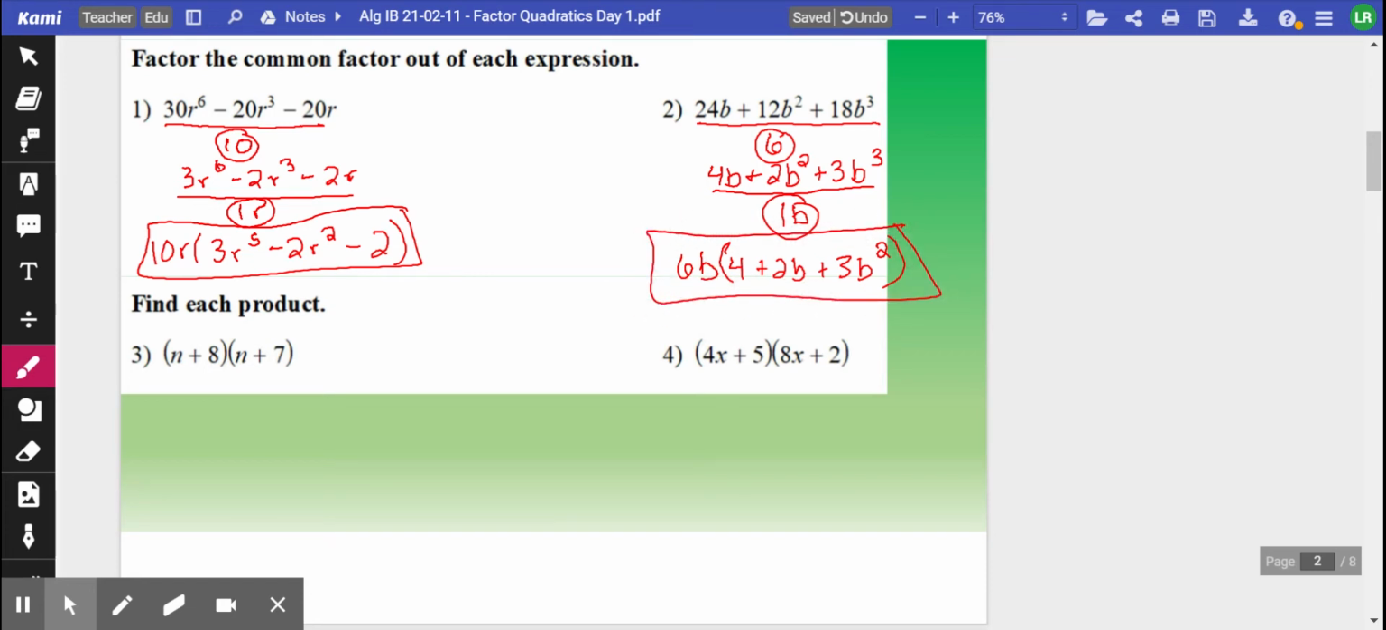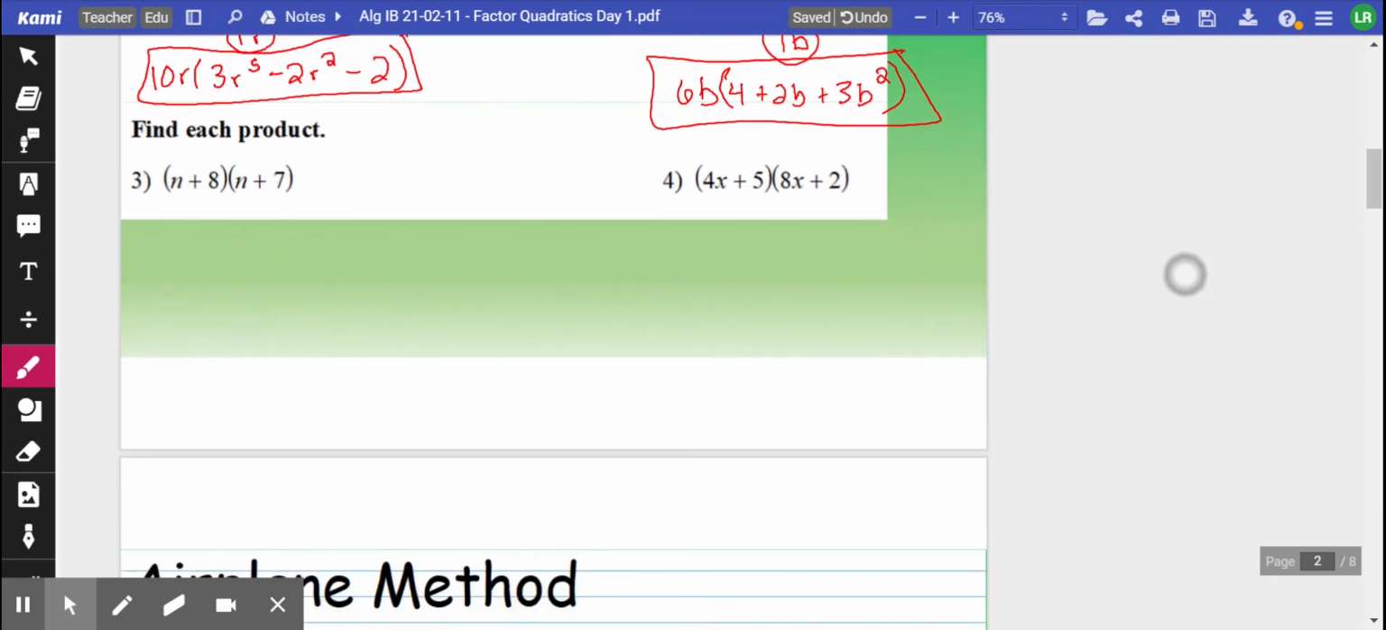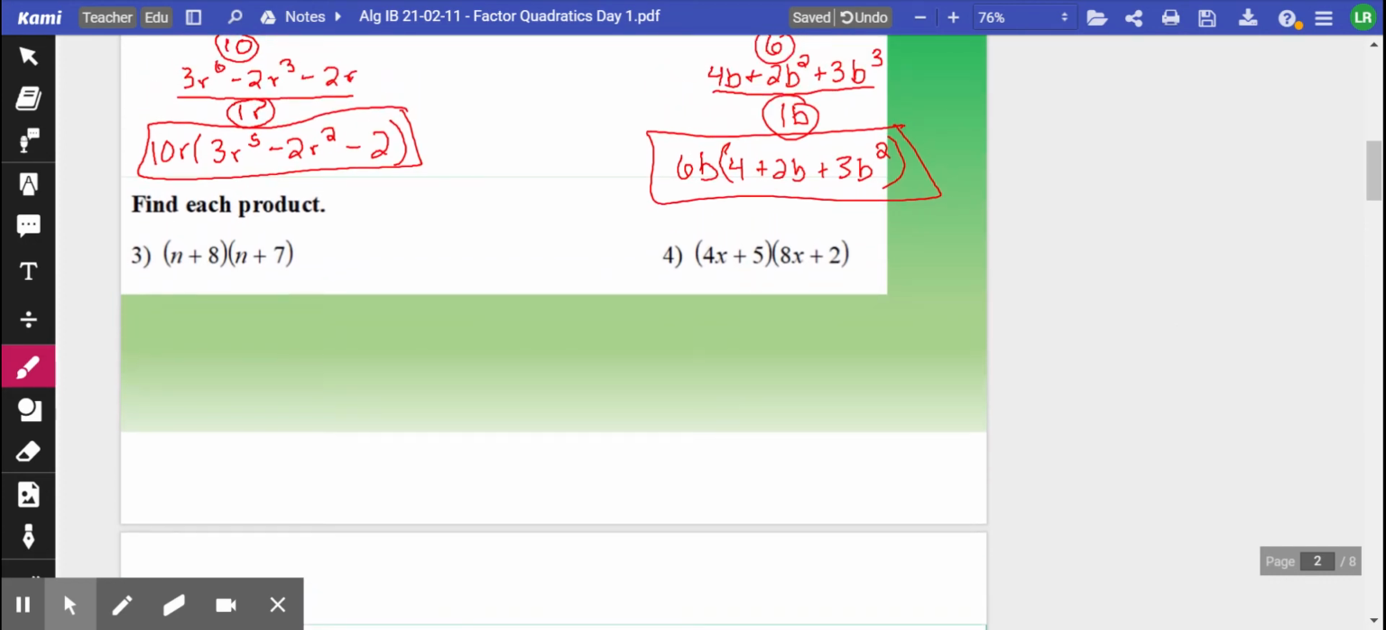Wanted to make sure we did some of these. We're actually going to be doing the opposite of this today. So number 3, we have 2 things times 2 things. Make our 2 by 2 box. So n plus 8 on the side, n plus 7 on the top, and we do our multiplications.